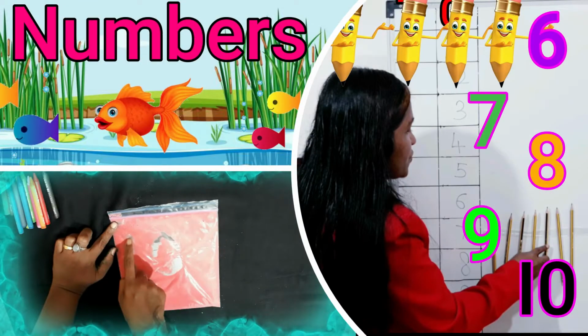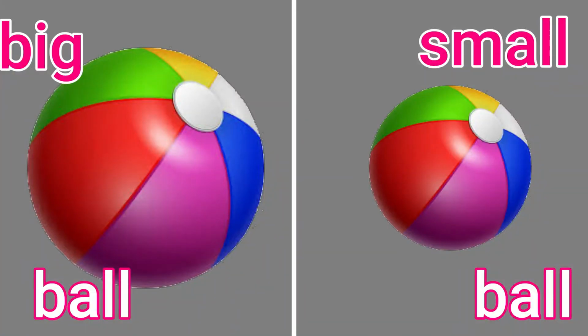Do you remember last lesson? We learned all about numbers 6, 7, 8, 9, 10. Today we are going to learn pre-math concept big and small. What are we going to learn today? Big and small.